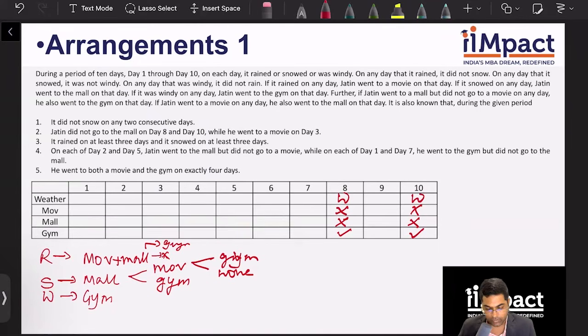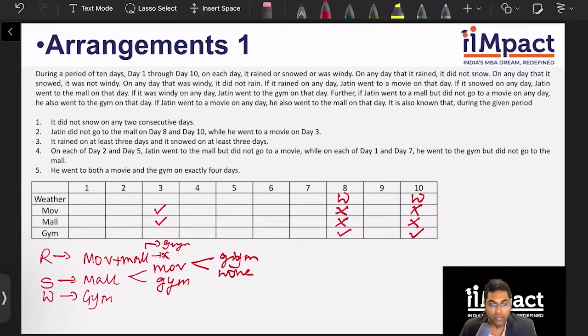Very straightforward. Okay. While he went to a movie on day 3. So day 3, he went to a movie. So definitely also went to the mall. I don't know about the gym just yet. So this is what I will hold. Okay. Clue number 3, it rained on at least 3 days and it snowed on at least 3 days. Again, sort of an indirect clue. We will come back to this later.